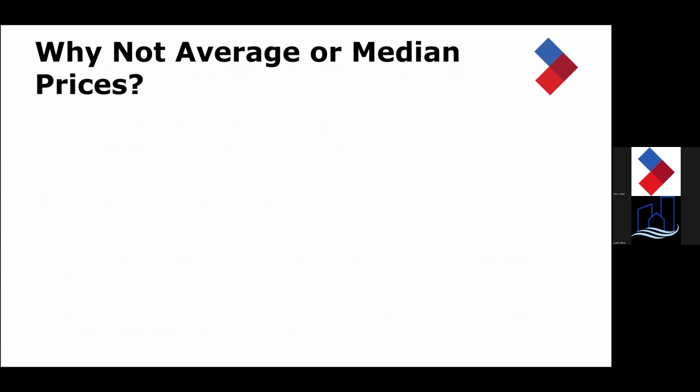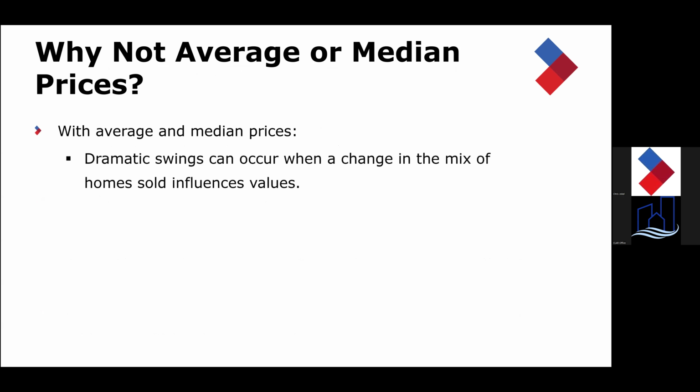Now, why should you use the MLS HPI when typically and traditionally most people are already accustomed to using averages and medians? Well, one of the pitfalls of using averages or medians is that they are susceptible to large swings when there are sudden changes to the compositional mix of sales activity.